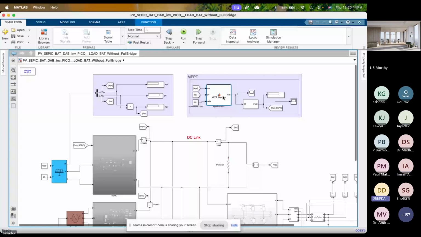Are you using any energy management here? In this case, we are not using any energy management for now. We are only stabilizing the DC link voltage. Okay.